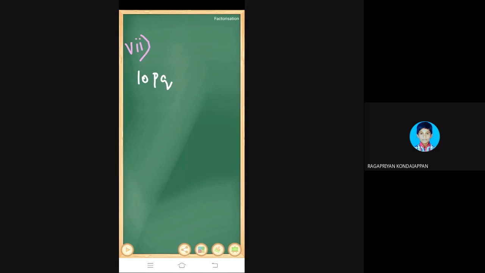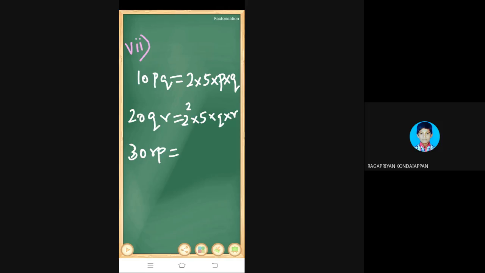10 PQ, 20 QR, 30 RP. So how will you solve this, children? 10 can be written as 2 into 5 into P into Q. 20 can be written as 2 square into 5 into Q into R. And 30 is 2 into 3 into 5 into R into P. 2 3s are 6, 6 5s are 30 into R into P.